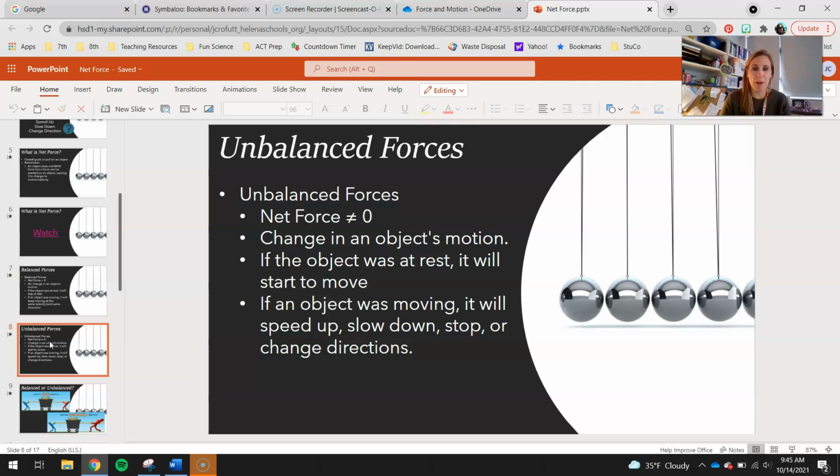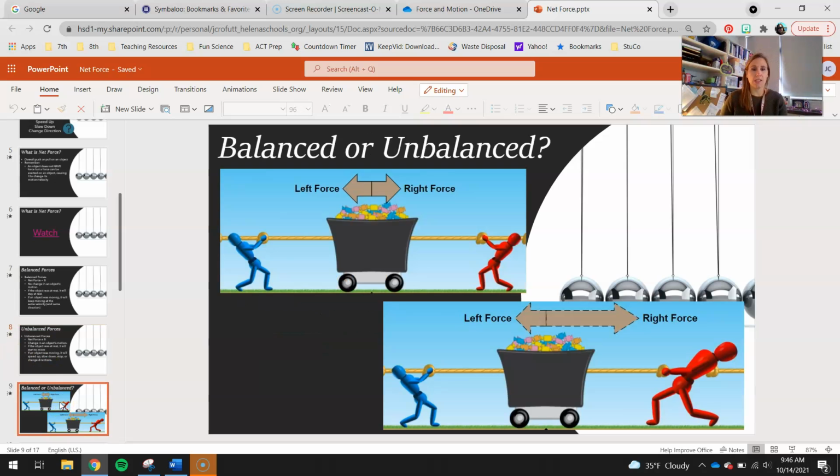On the other hand, with unbalanced forces, you're going to see a net force that is not equal to 0 newtons. Okay, you're going to see some value for that net force. We are going to see a change in the object's motion. We might see a change in direction, speeding up, slowing down, stopping. Those kinds of things would all be an unbalanced force. So if an object was at rest, it will start to move. But if an object was moving, it could either speed up, slow down, stop, or change directions.